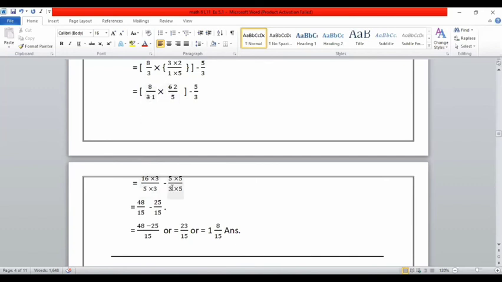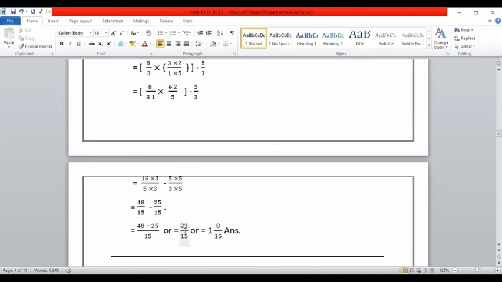LCM of the 5 and 3 will become 15. So make the 5 into 15 by multiplying 3 up and down. Make the 3 into 15 by multiplying 5 up and down. Now 48 over 15 minus 25 over 15. Then LCM is the same, 48 minus 25 over 15. And the answer will be 23 over 15.